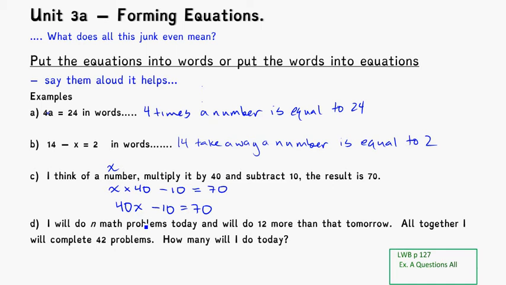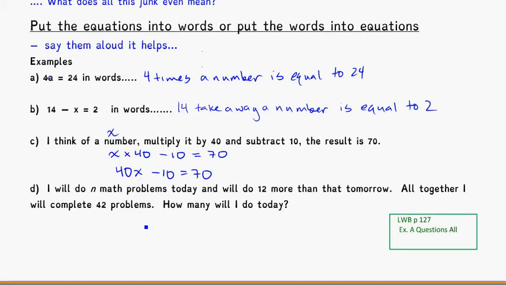Last one here. I will do n math problems today. So I'm going to do a certain number of math problems, n of them, just a variable. I'm not going to tell you how many I'm going to do, but I'm going to give you some hints and see if you can figure out what it is. So I'm going to do n math problems today, and I will do 12 more than that tomorrow. What's 12 more than n? We've got to think of that first. How do I write that?